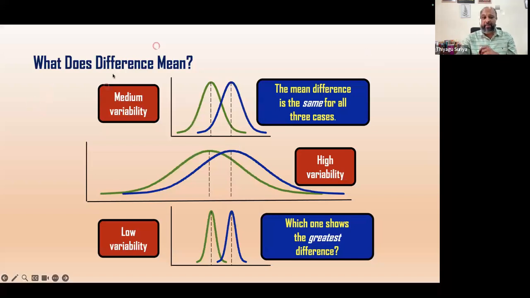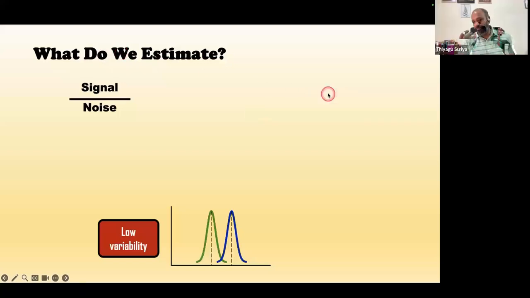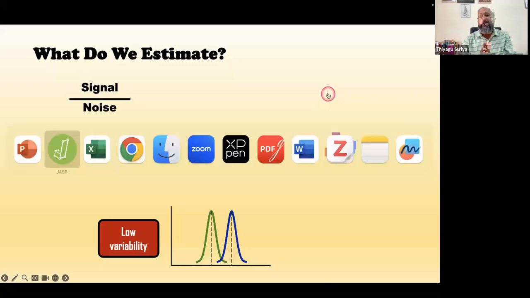Hope you're getting it, ma'am. Yes, sir. That is the reason we always just memorize the formula. That is a problem. Actually, the formula for the t-test is signal divided by noise. Noise is a very influential thing in the t-test, right?